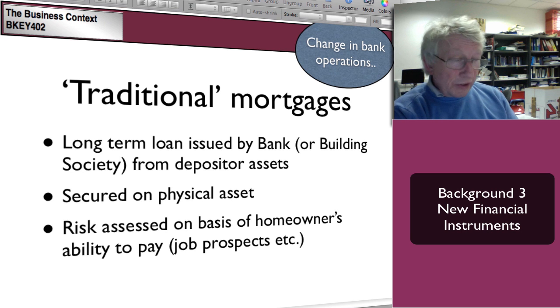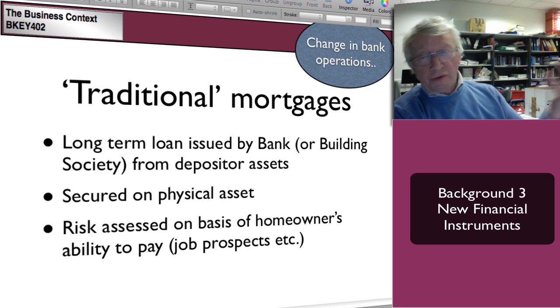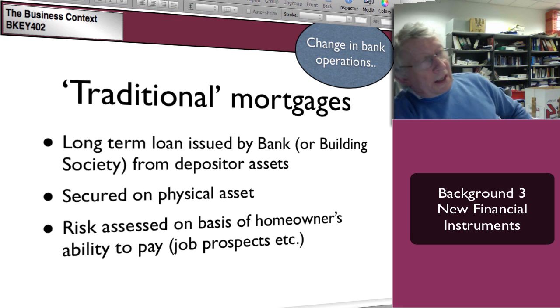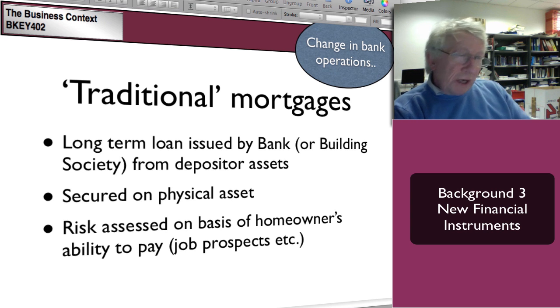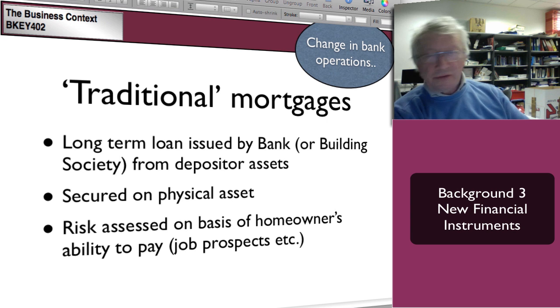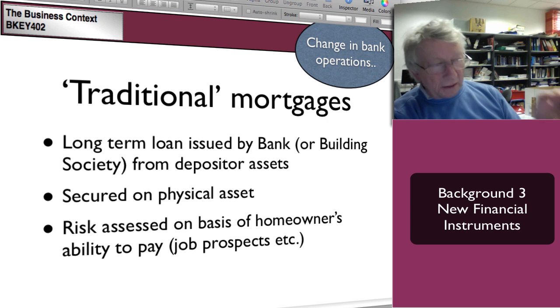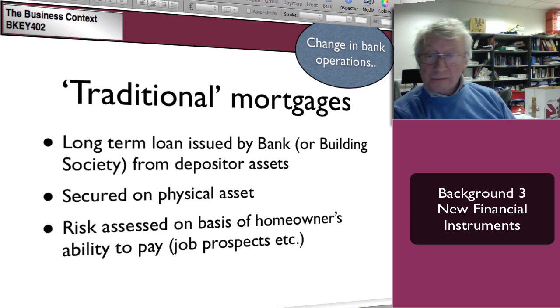Now, the traditional mortgage again was secured in the physical asset. So, for example, I applied for a mortgage, and the bank investigated me, checked I had reasonable income, and so on. I seemed to have a reasonable job and was a trustworthy person. And they gave me a mortgage, but that mortgage was secured in a physical asset, my house. And the way they assessed the risk was indeed to look at what sort of income I was making, what sort of job prospects I had, and so on.